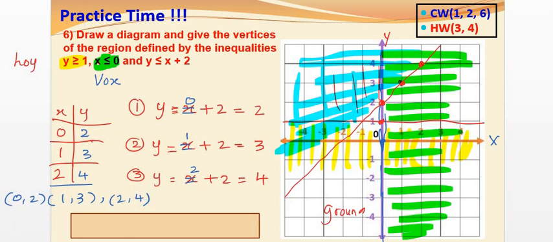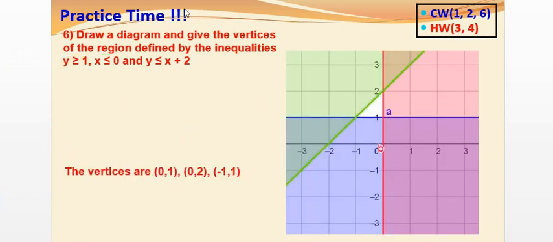Let me show you a neat picture for it. So here is a very neat picture. So these are the points, this one, and this one. This is the unshaded region, and these are the vertices of this region, right? So if you find the coordinates, this one is (0, 1), this one is (0, 2), and this one is (-1, 1). So all the vertices are written here. Clearly you can see from this.